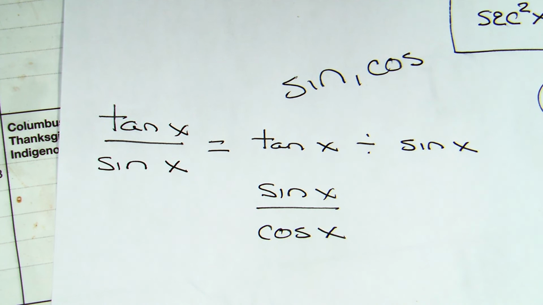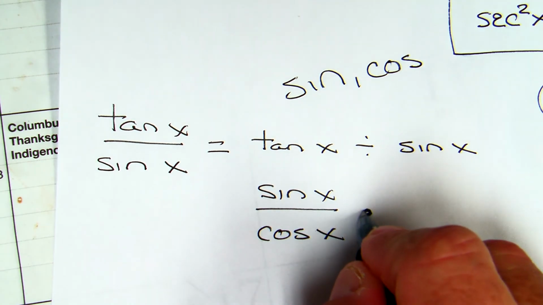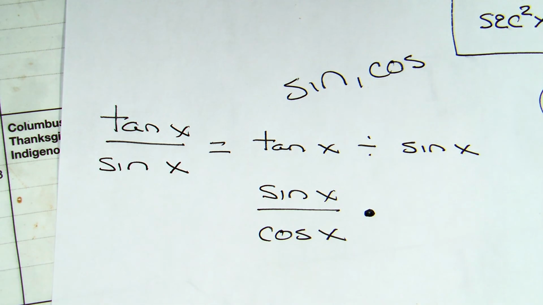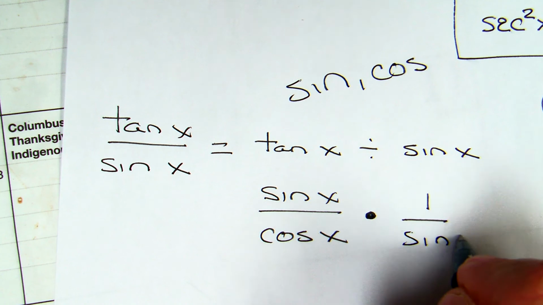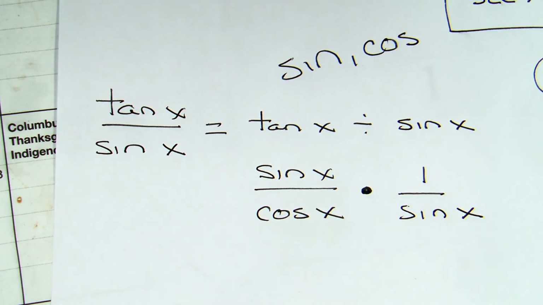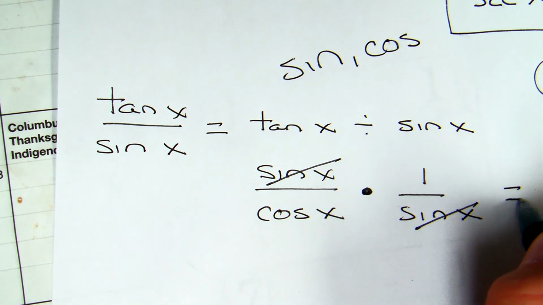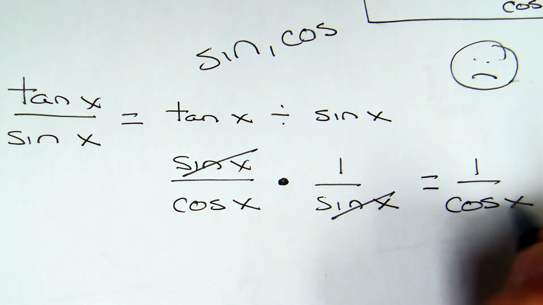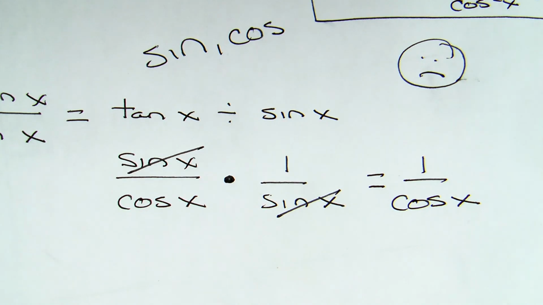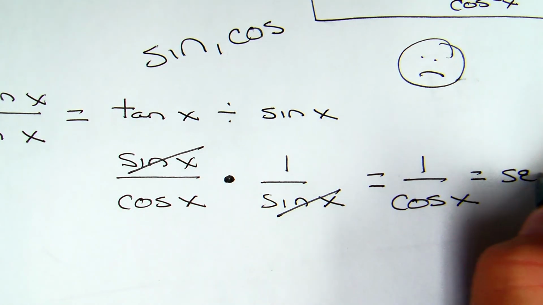You've known since the beginning of time the division of fractions indeed involves multiplication. And what can I then do with that sine x? Rewrite it as 1 over sine x, because that's what division involves. What do the sine x's then do to each other? Cancel out. Once they do, what are you left with? 1 over cosine x. And 1 over cosine x is equivalent to secant x.